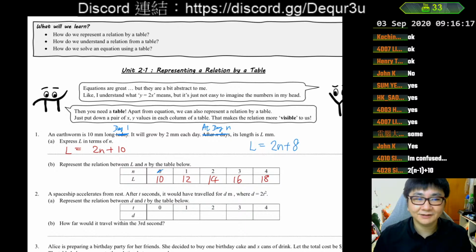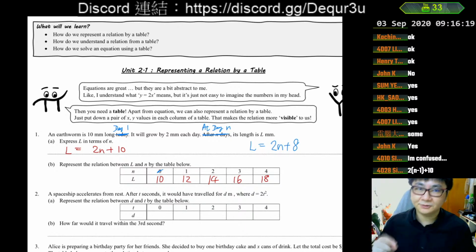And therefore, that is the part to be careful about, especially when we write an equation. But for making a table, usually the confusion is not so big. Okay, that is the thing to talk about.